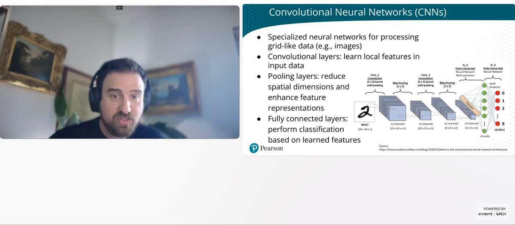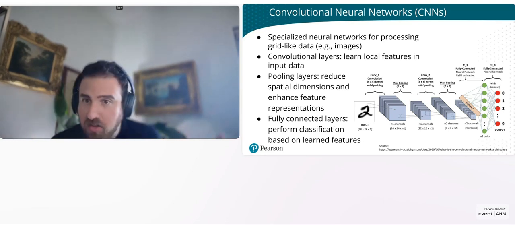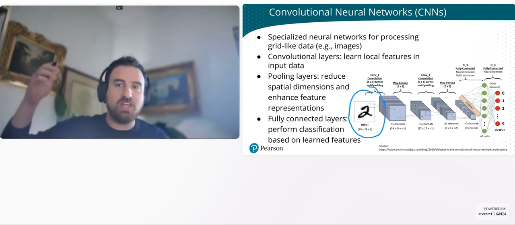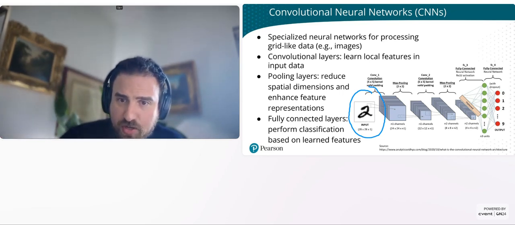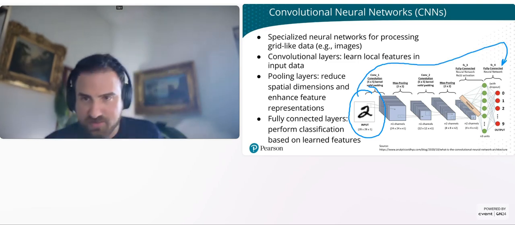So for example, in our case, our input is going to be an image, a single image. In our case, for MNIST, it's a 28 by 28 pixel image. Obviously a very simple example. The end goal is to figure out what digit this is. Is it a 2? Is it a 3? Is it a 4?